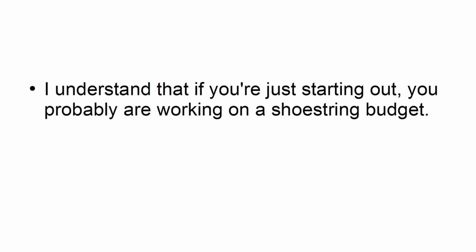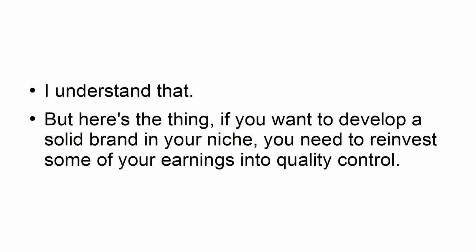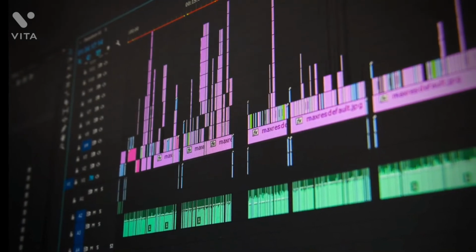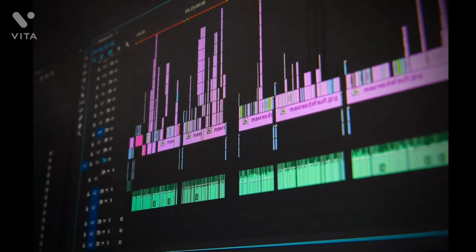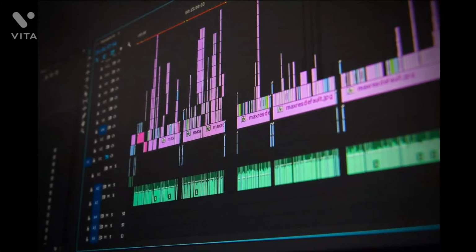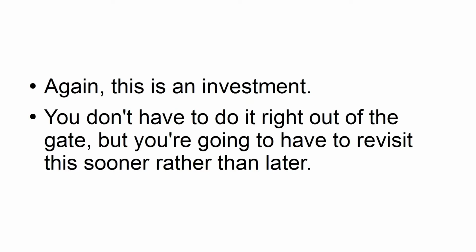Sound engineering and editing. I understand that if you're just starting out, you probably are working on a shoestring budget. You just don't have enough money to come up with the very best videos. I understand that. But here's the thing. If you want to develop a solid brand in your niche, you need to reinvest some of your earnings into quality control. The best way to do this is to invest in sound engineering or video editing. A little bit of money invested in these types of services can go a long way in lifting the overall quality of your videos. Why would you want to do that? Well, you want to come up with a polished brand that would attract people in your niche. Again, this is an investment. You don't have to do it right out of the gate, but you're going to have to revisit this sooner rather than later.